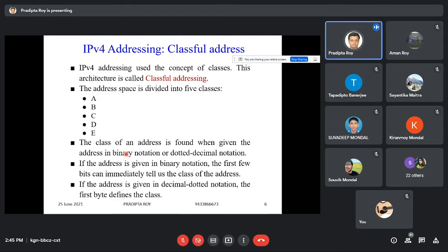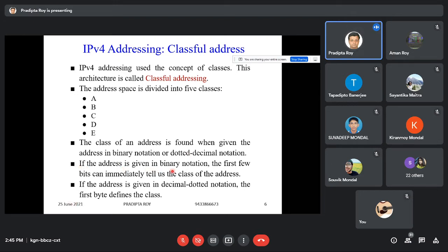Now this IPv4 address is a classful address. It is known as a classful address because the total IPv4 addressing is divided into 5 different classes: class A, class B, class C, class D, and class E. Each class of an address can be found when the address is given in binary notation or in decimal dotted notation. By inspecting the address, we can identify which class it falls in, whether it is a class A address or a class C address, etc.